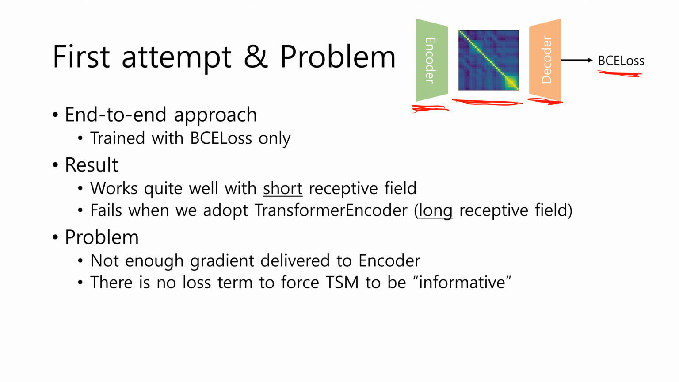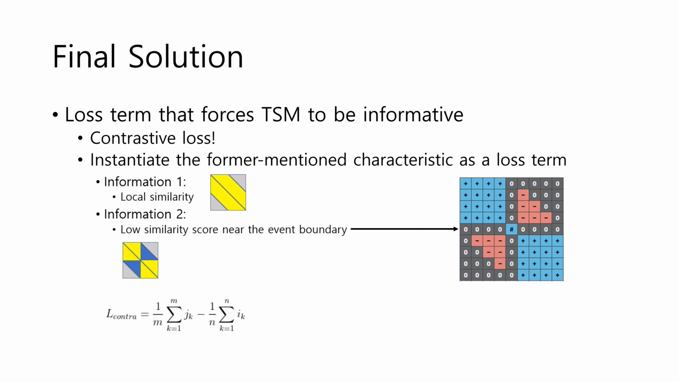We thought that it's because there is no loss term that forces the TSM to be informative. Gradients only from the BCE loss, the final loss, is not enough for the encoder. So, as a solution, we instantiated the formerly mentioned characteristic as an auxiliary loss term. Consider the TSM that we already have. Maximizing or minimizing certain elements' values of the matrix would be considered as contrastive learning.